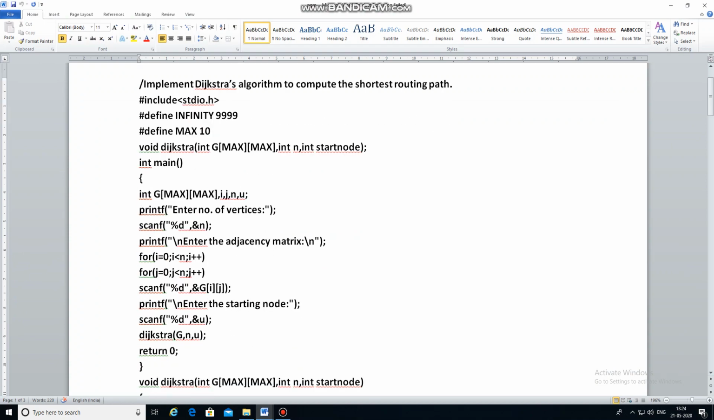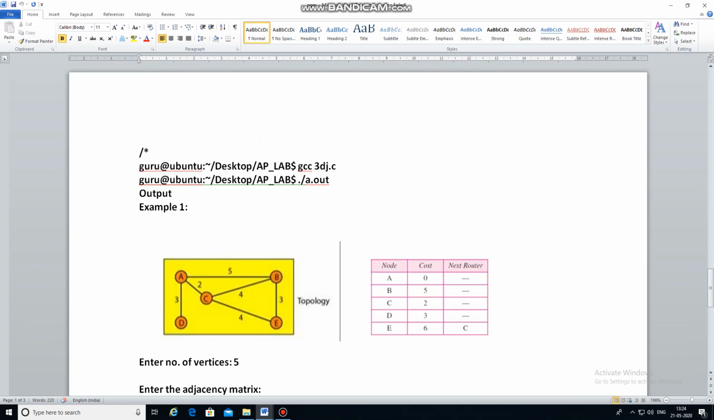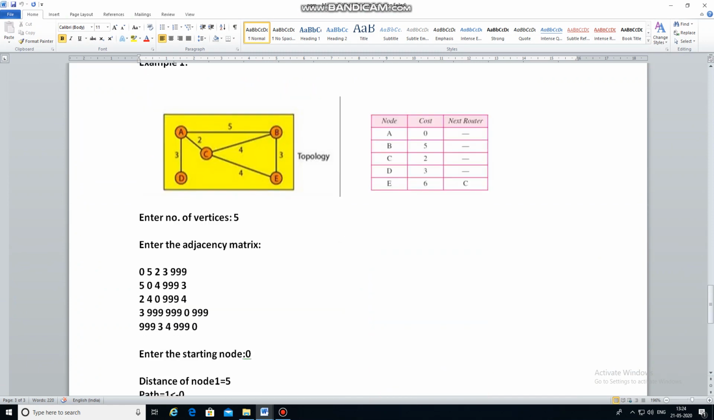So this is the C program written for the Dijkstra algorithm. Once you execute this, see, keeping the same topology, right? I have taken, enter the number of vertices, that is, the number of nodes. Vertices is nothing but nodes. We take it as 5. Then we enter the adjacency matrix. Adjacency matrix means for each vertex, which are the vertices connected and what is the cost.